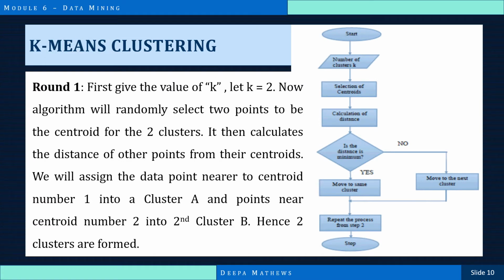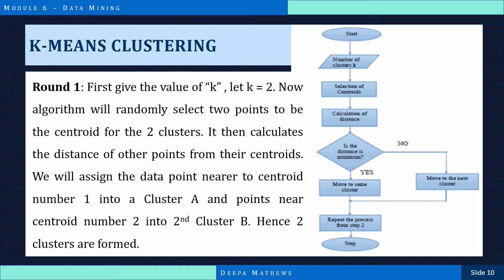The flowchart of the k-means clustering algorithm is depicted here. As we know, to start with, the k-means clustering algorithm requires the value of k, the number of clusters. So first we need to give the value of k. Let k be equal to 2. Then the algorithm will arbitrarily choose two objects or 2 points to be the centroids for these two clusters. So the second step is selection of centroids.